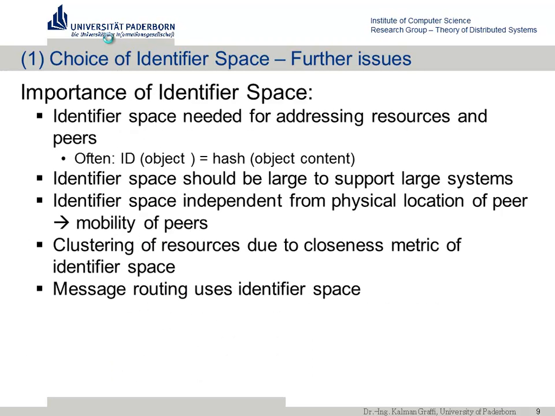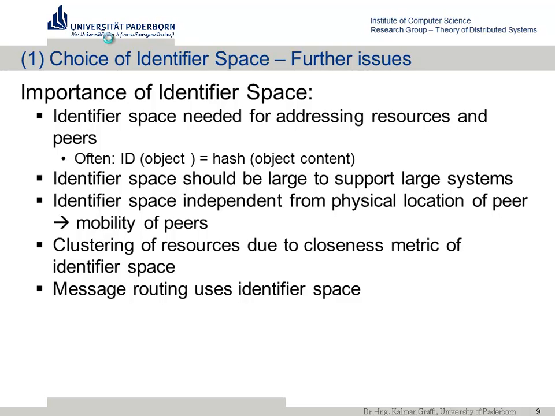Okay, so why is it important? Typically, the ID space is this range of numbers from 0 to a very high number, and they are used for addressing both resources and peers. Typically, a peer has an ID based on its IP address, and typically the identifier of an object is the hash of it. So that's how you typically get to these numbers.